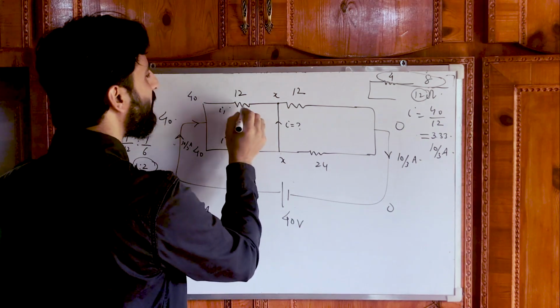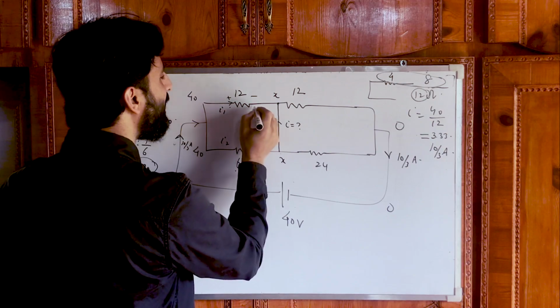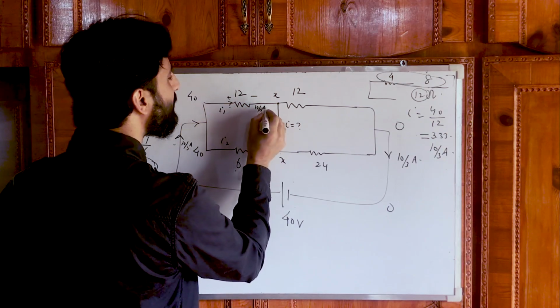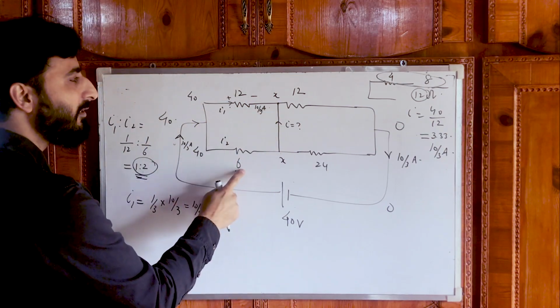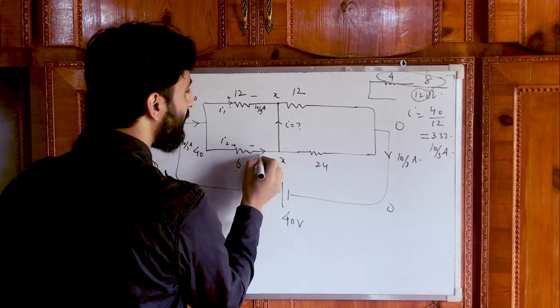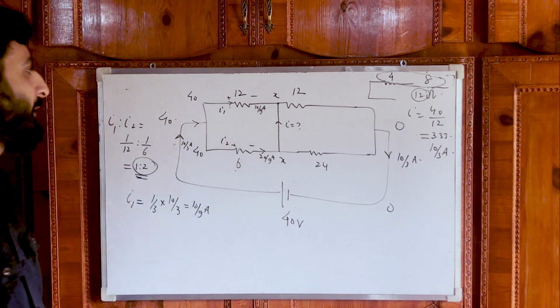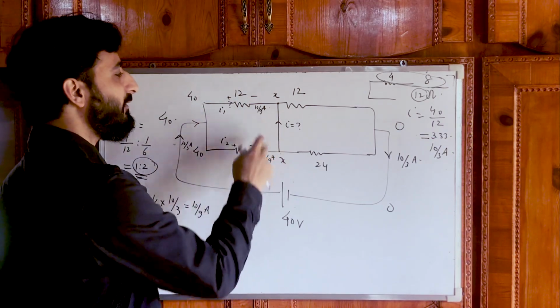So we can see the current flowing through this from positive, negative towards right. It is 10 by 9 ampere. What about this? It is double that. So it will be plus minus, and this will be 20 over 9 ampere. Simple. And what is this net current?